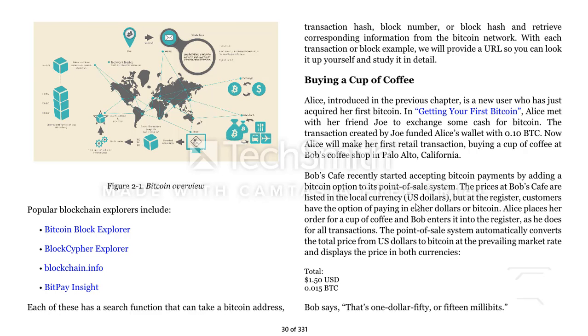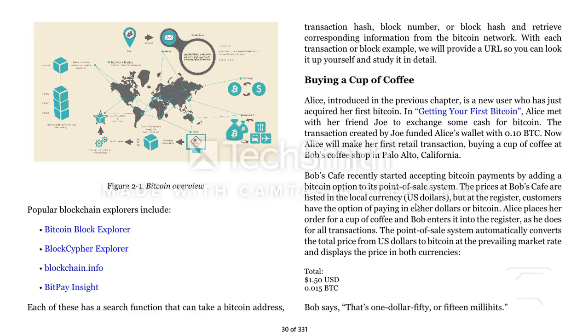Alice, introduced in the previous chapter, is a new user who has just acquired her first Bitcoin. In getting your first Bitcoin, Alice met with her friend Joe to exchange some cash for Bitcoin. The transaction created by Joe funded Alice's wallet with 0.10 BTC. Now Alice will make her first retail transaction, buying a cup of coffee at Bob's Coffee Shop in Palo Alto, California. Bob's Cafe recently started accepting Bitcoin payments by adding a Bitcoin option to its point-of-sale system.